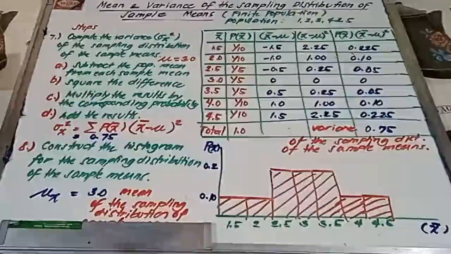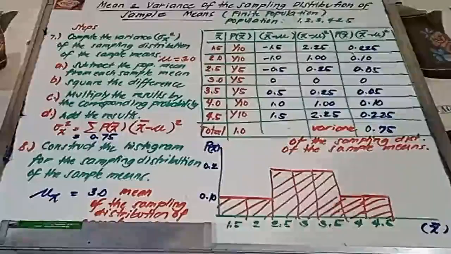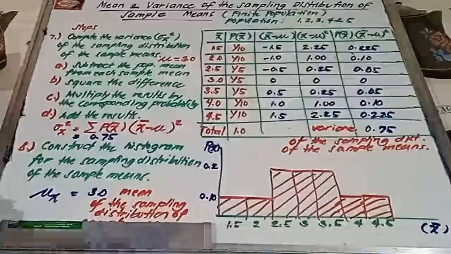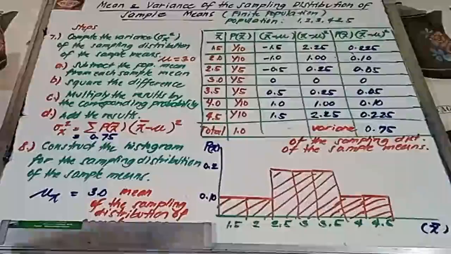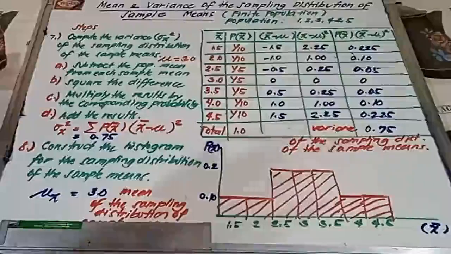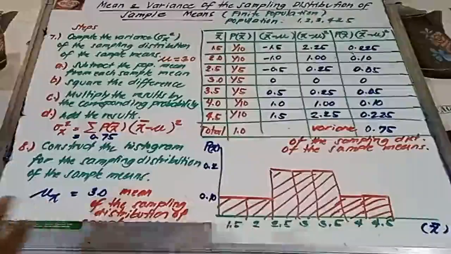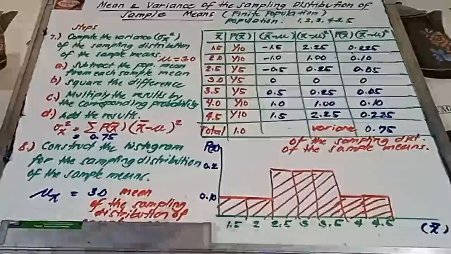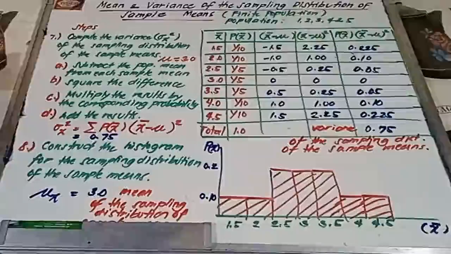Now, that is how to determine the mean and variance of the sampling distribution of the sample means. So, we already have the two values, yung mean and variance. Kailangan na lang natin sagutin is we're going to compare these values pala sa ating population mean and population variance. Okay?